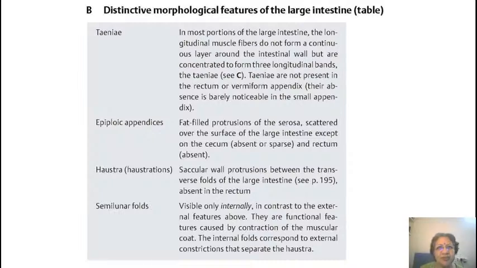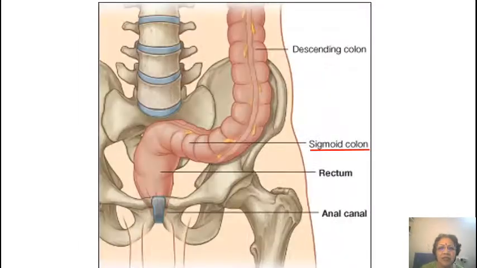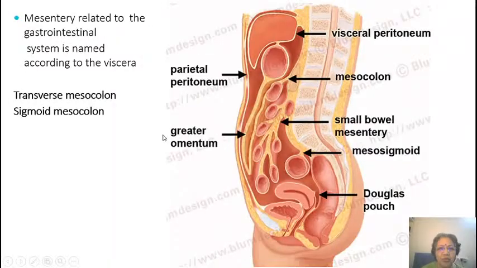I think I showed you in the last PPT. I don't have that picture here, but just remember that the semilunar fold is an internal feature. Tinea, epiploicae, and haustra are external features, same as they are in the remaining large intestine. So these are the external features. We already talked about that. We're not looking at the rectum today. We're only looking at the sigmoid colon.